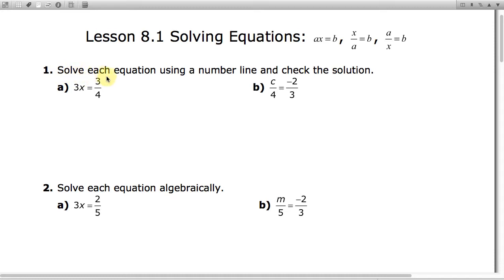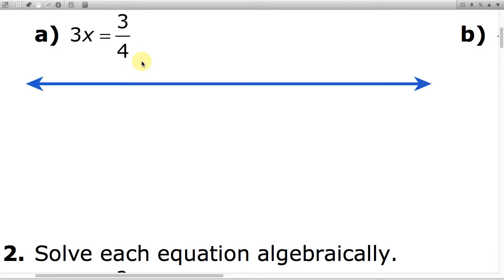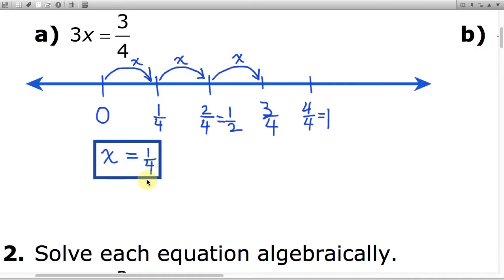So the first thing we're going to do is solve each equation using a number line and check the solution. So let's just zoom in on this problem 1a. So here we have 3x equals 4. And so we can draw a number line and put some numbers on it and represent 3x. So here we've got three little arrows going all the way to 3/4. So it's pretty easy to see that one of these x's would be 1/4. So that's the solution.